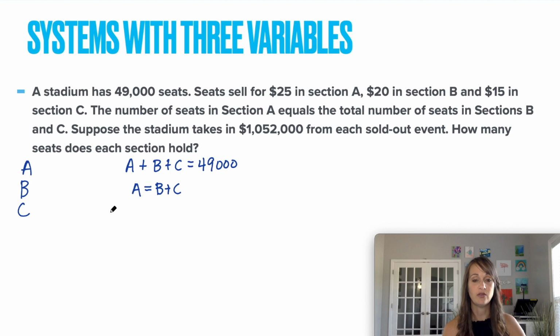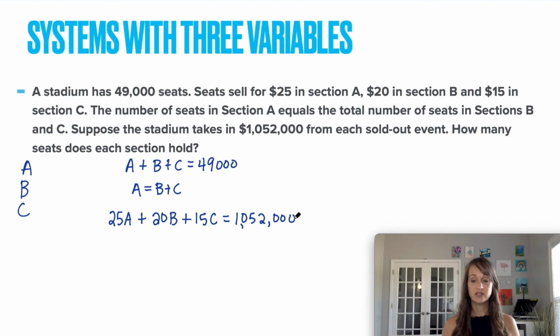Well, we do know that it's $25 for every seat in section A. It's $20 for every seat in section B, and it's $15 for every seat in section C. And that amount of money is going to equal $1,052,000. So we actually now have our system of equations set up. However, in this case, you could use substitution since A is already set equal. You could plug it into both of these equations, and you would have two long equations to solve.